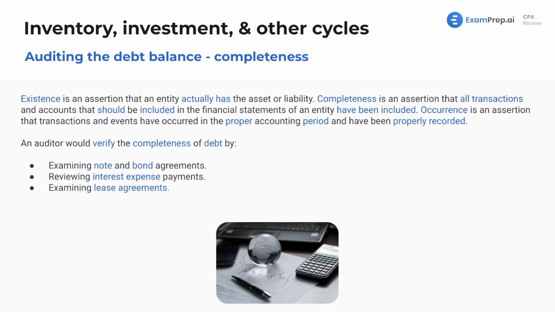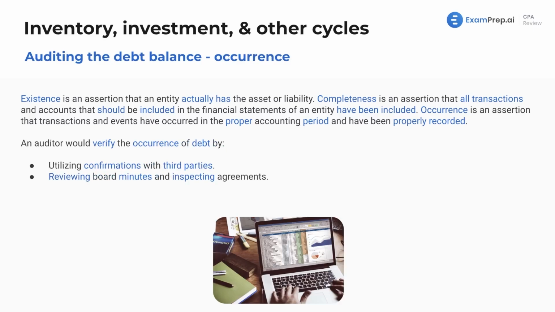Completeness, making sure that all transactions related to debt are included in the financial statements. We're going to examine note and bond agreements. We're going to review interest expense payments and examine any lease agreements because leases can be debt related, bonds, notes, anything like that. Those are all going to be debt related. For occurrence, we're going to utilize confirmations with third parties again, and also review board minutes and inspect any agreements.